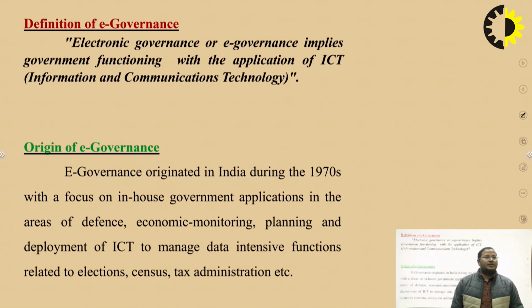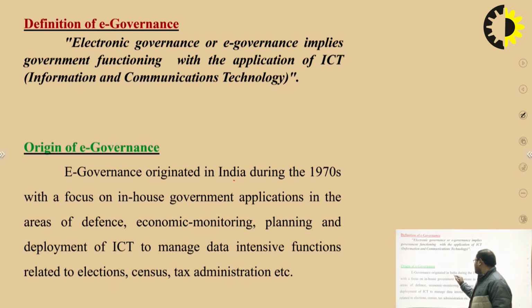The definition of e-governance: e-governance, or in short electronic governance, implies government functioning with the application of ICT. ICT means information and communications technology. So we can say e-governance implies government functioning with the application of ICT. It is important to know the origin of e-governance in India.